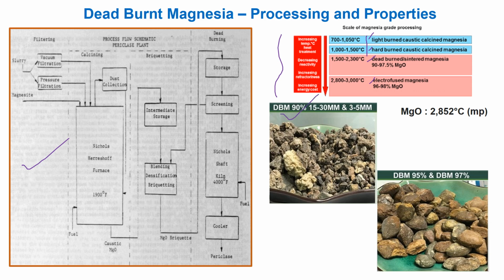For example, 90% DBM calcined at relatively low temperature has less grain density compared to 97% MgO content in DBM. Porous grain may reduce properties and performance.